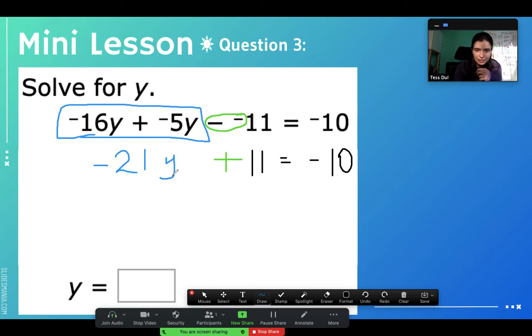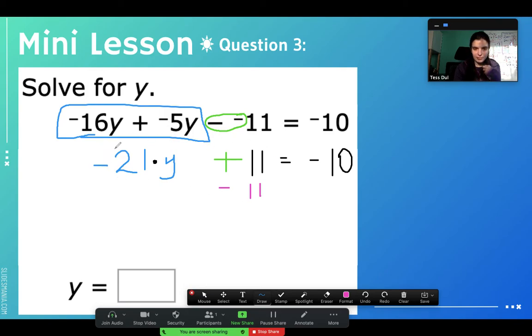So now we still want to get y by itself. Negative 21 is in the way. That's attached by multiplication. Whenever we don't see a symbol, if it's just a coefficient and a variable, that means there are negative 21 y's, meaning it's multiplication. And then we have this adding 11. That seems like that's going to be the easier thing to get rid of first. So let's do that. The opposite of adding 11 is subtracting 11.